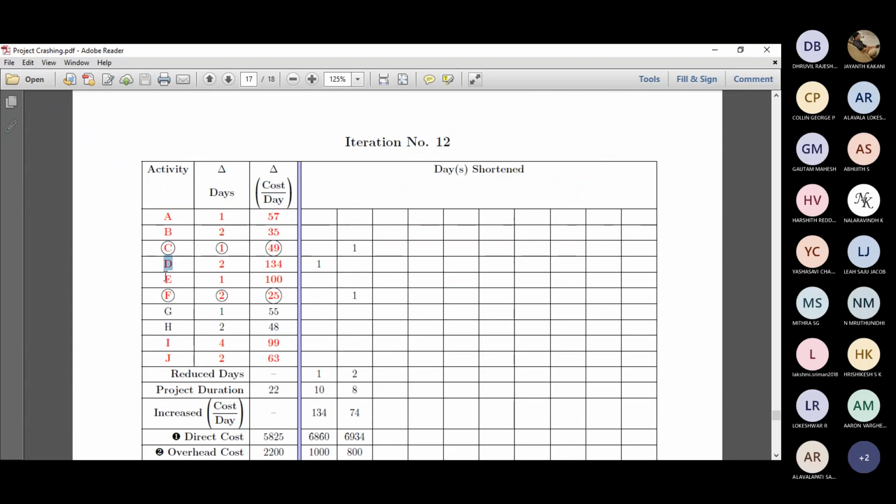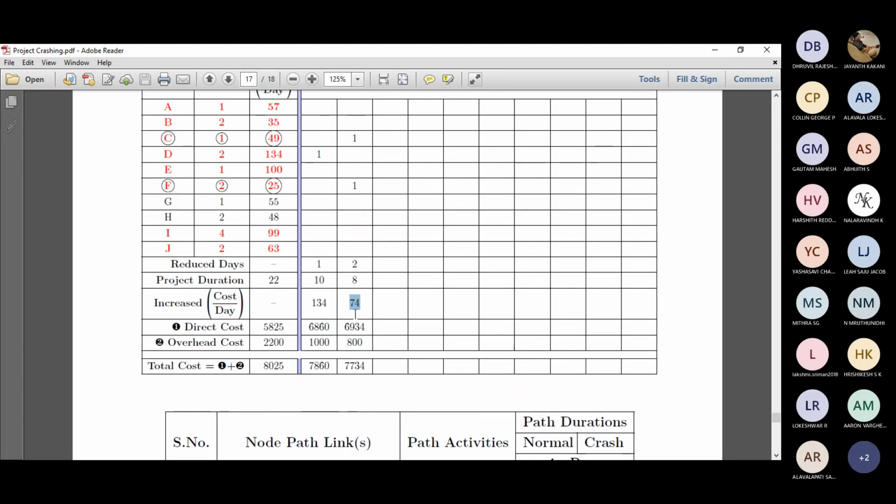So B is already done, D, E, I, J, all are completely crashed. So the newly formed critical path C and F is the least cost slope, right? So we'll reduce 1 day in C and 1 day in F. So this will become 10 minus 2 is 8, and 25 plus 49 is 74. That's the cost slope. And 6860 plus 74 is 6934, and 8 into 100 is 800.